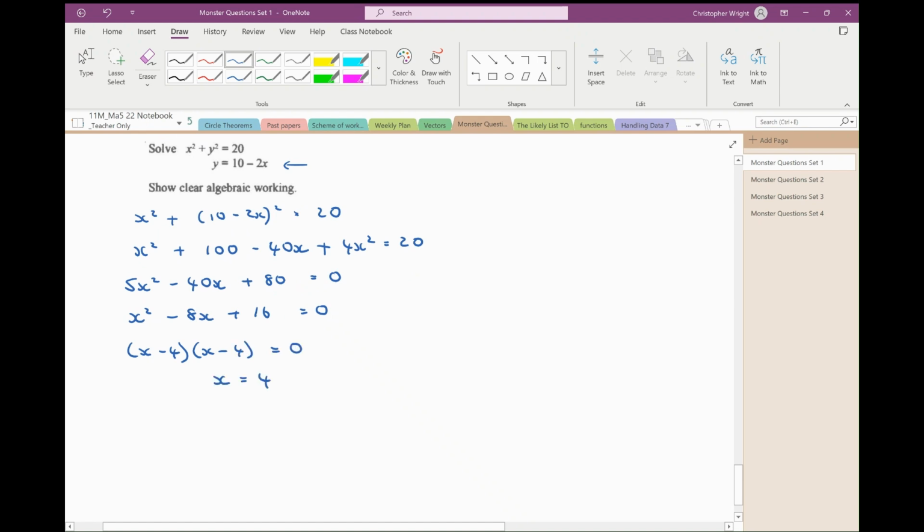x is 4. Okay, well, if x is 4, I know that y is 10 minus 2x, which is 10 minus 8. So I know that y is 2. So my solution is x is 4, y is 2.